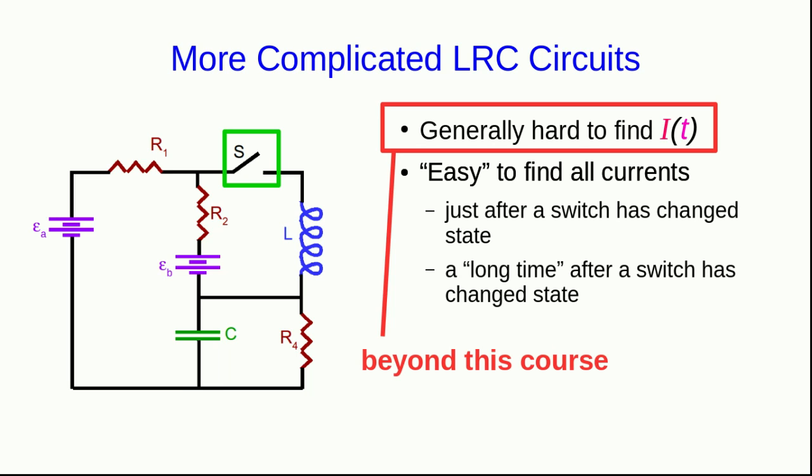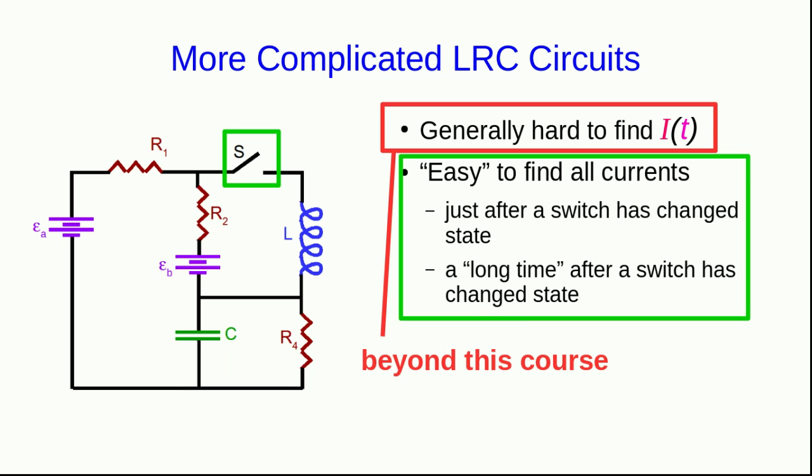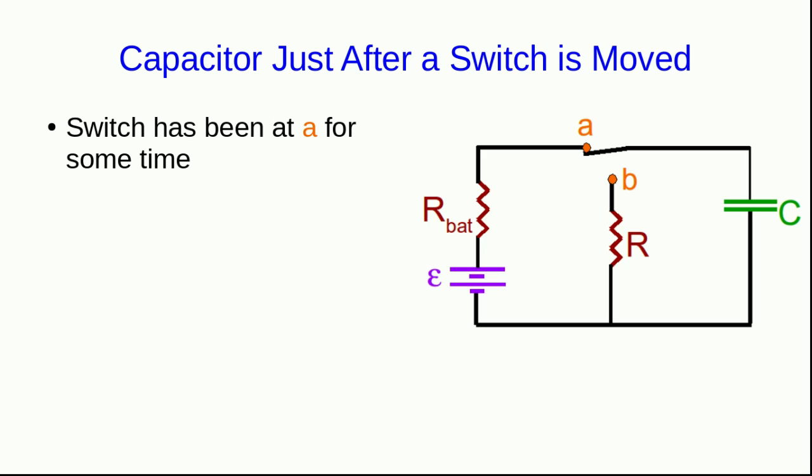So the general problem of finding the current as a function of time is beyond this course, and you may see it in a more advanced circuits course. In this video lecture, we're going to focus on this easier problem. So while we're going to be looking at more complicated circuits, I'll develop the ideas using simple circuits like this, and then we'll apply them to the more complicated circuits.